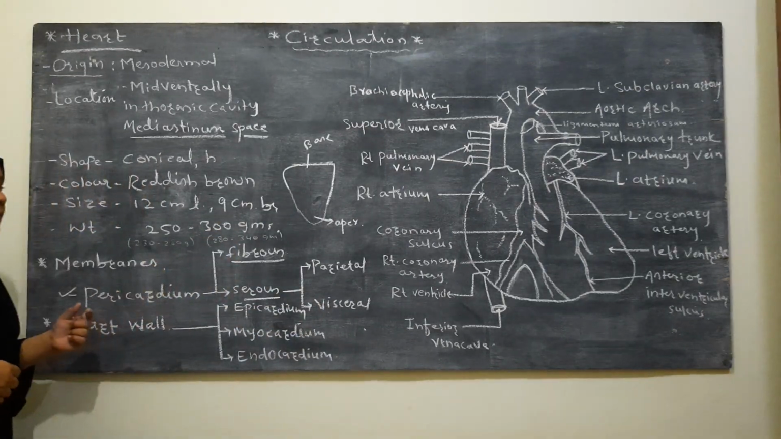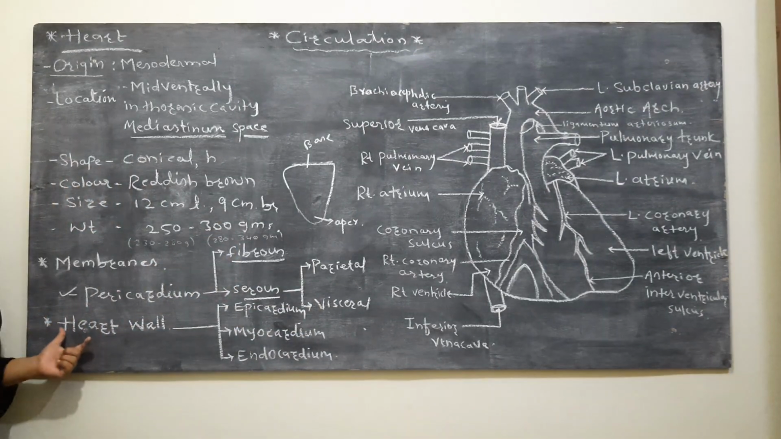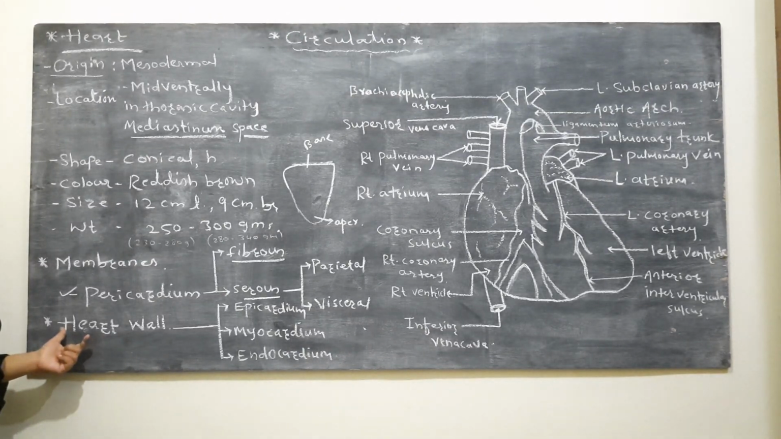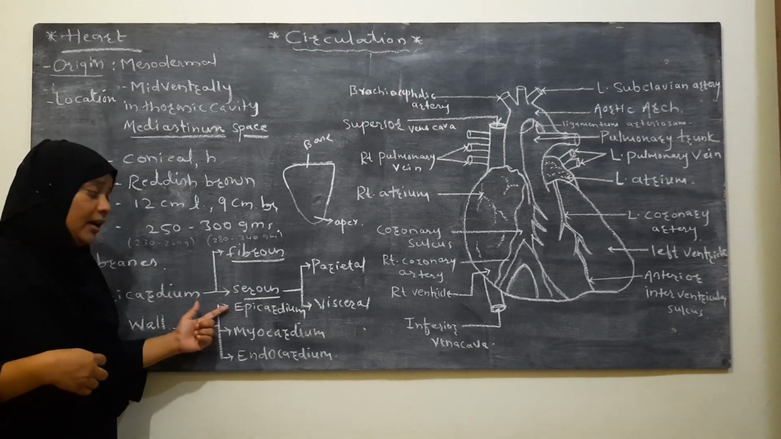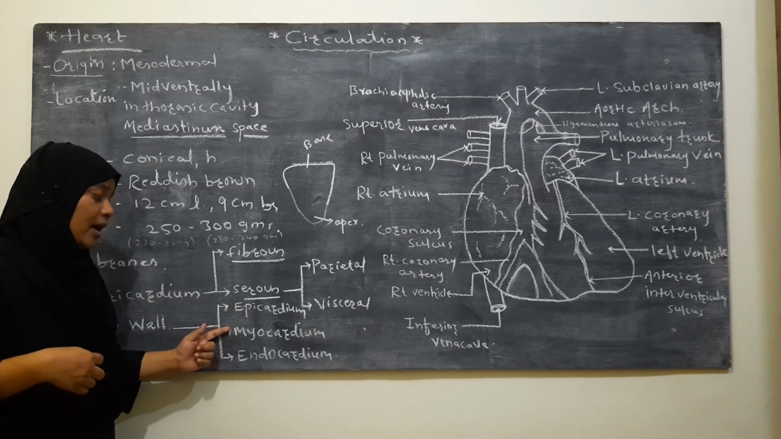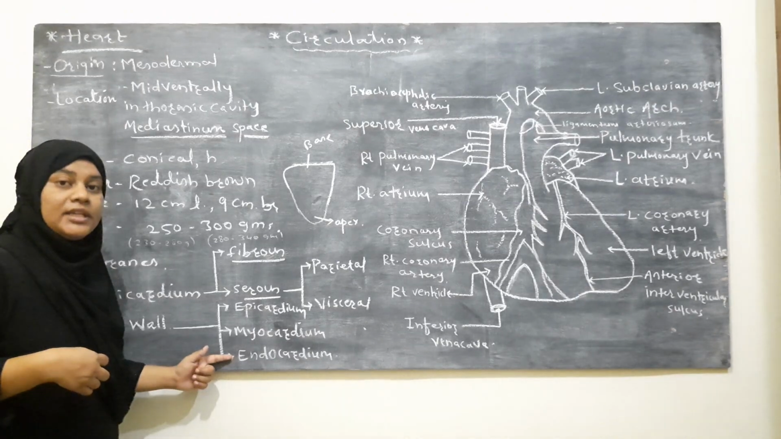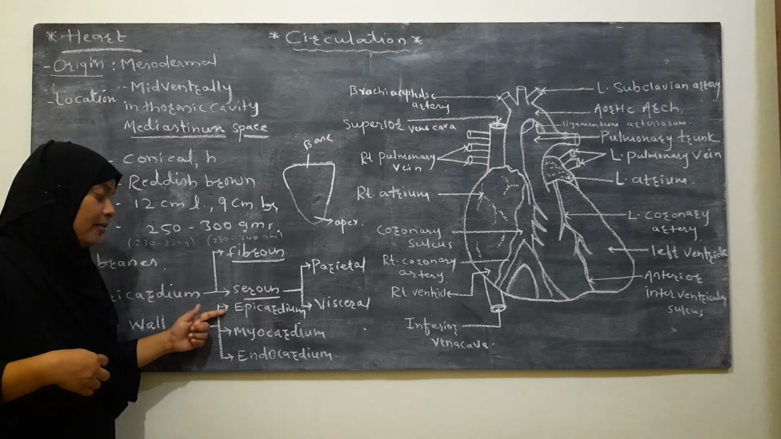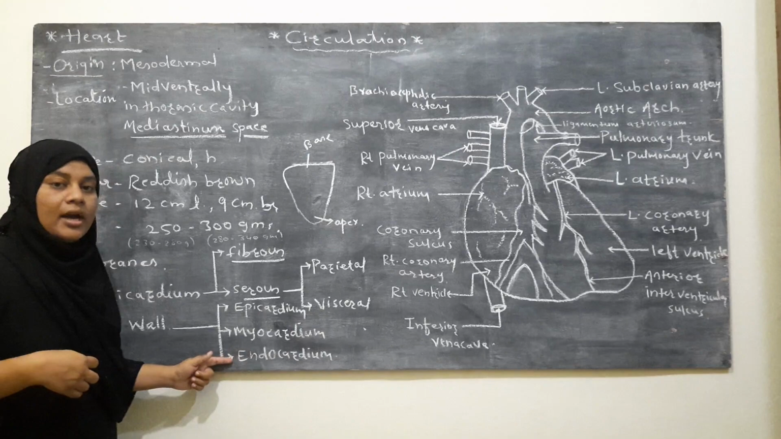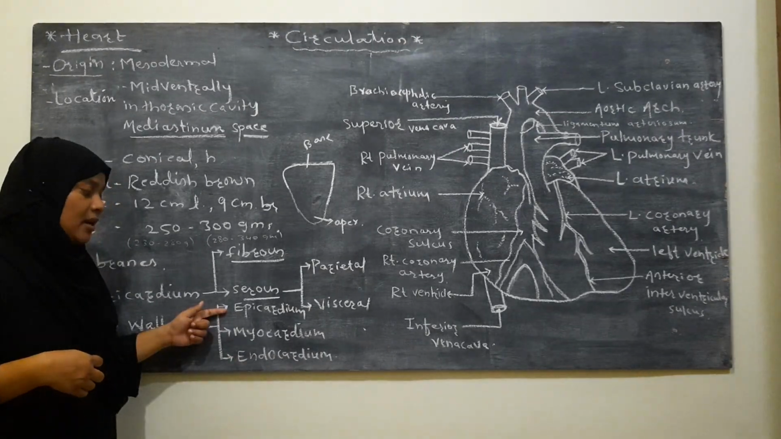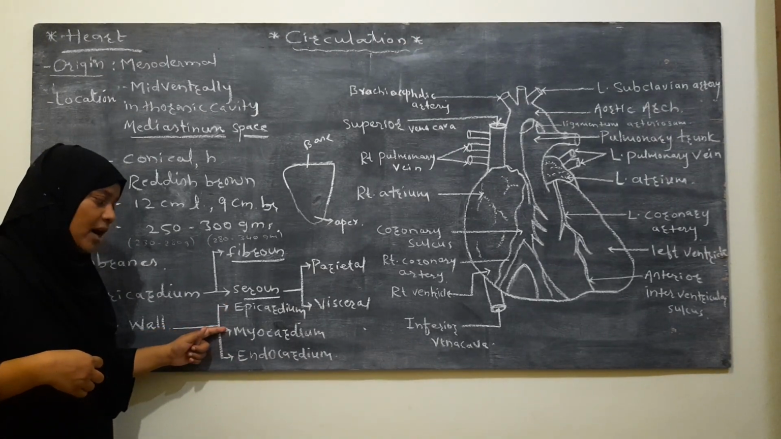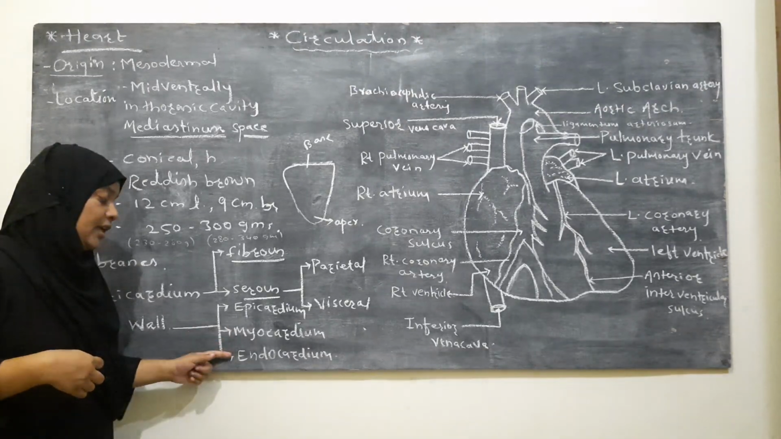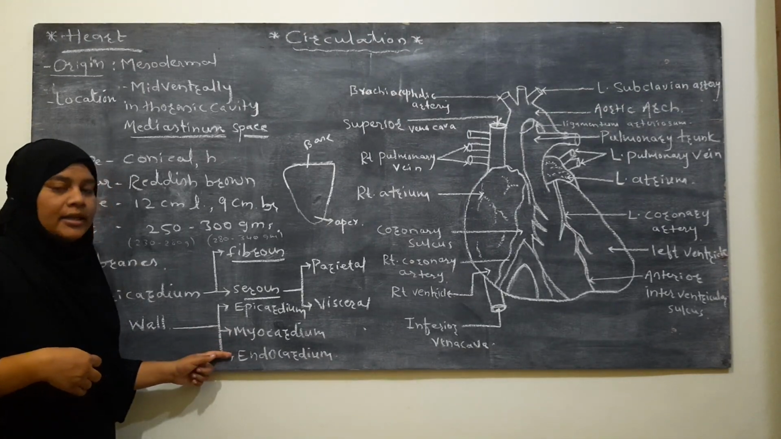Now the next membrane of the heart is the heart wall. The heart wall is made up of three layers. The three layers are epicardium, myocardium and endocardium. The epicardium is outermost, the myocardium is the middle layer and the innermost membrane is the endocardium.